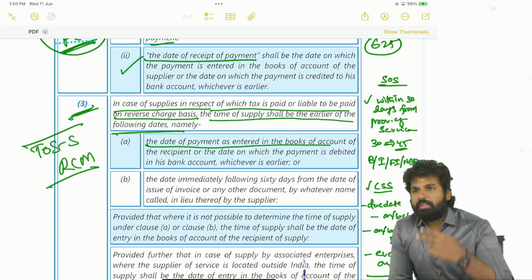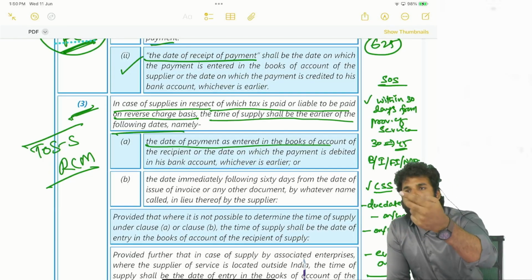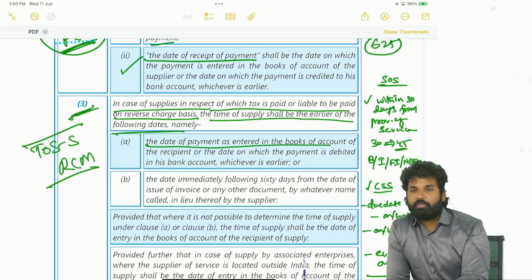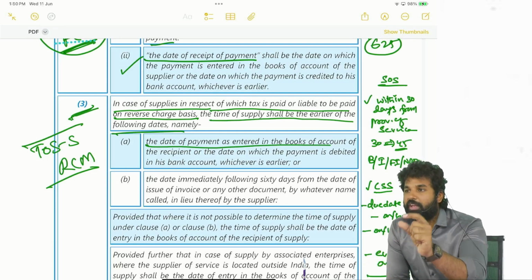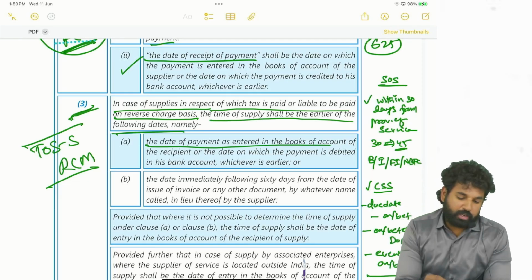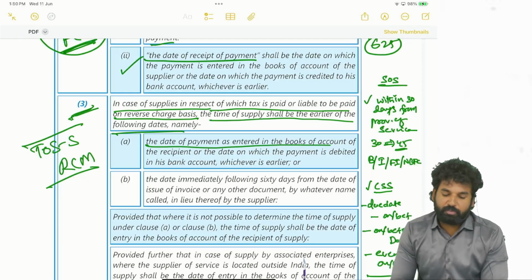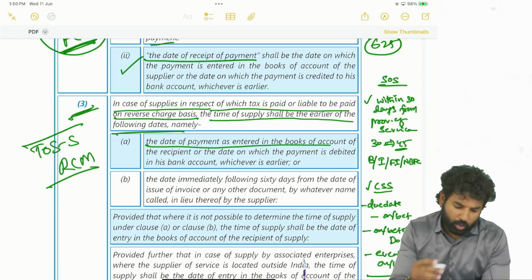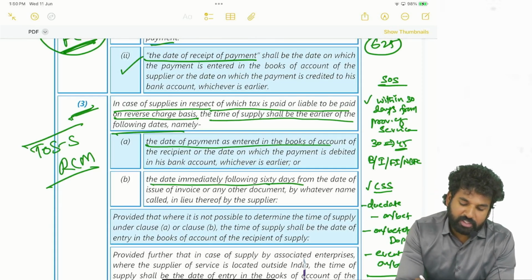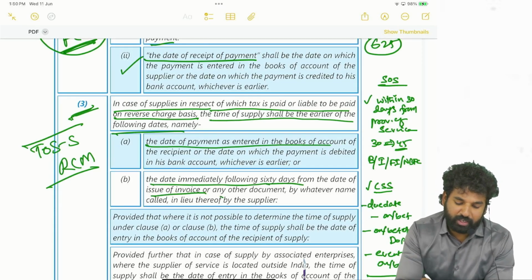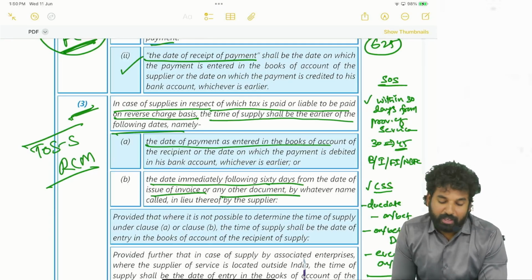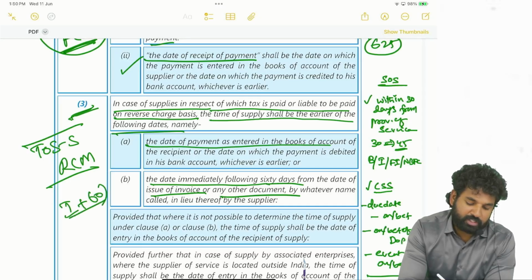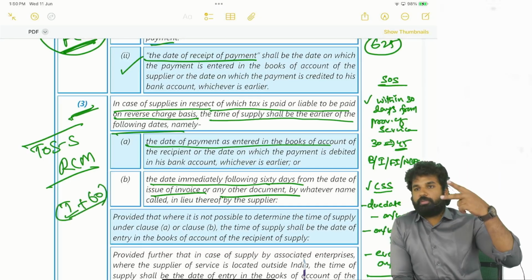So date of payment means two dates. What is that? Date of entry in the books of accounts or date of debit in the bank account, because we are talking reverse charge mechanism from the point of view of the recipient. That's why the debit word will come. Or date immediately following 60 days from the date of issue of invoice or any other document, by whatever name called, in lieu thereof by the supplier. That means invoice date plus 60 days, the 61st day.